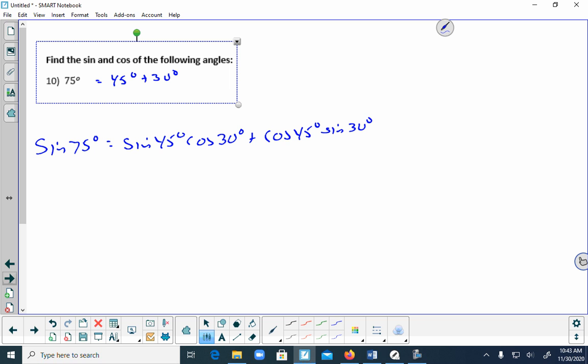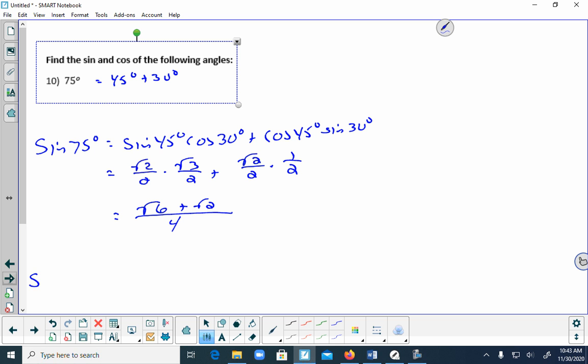That's just using the sum and difference formulas. Now the sine of 45 degrees is the square root of 2 over 2. The cosine of 30 degrees is the square root of 3 over 2. Plus the cosine of 45 is the square root of 2 over 2. The sine of 30 degrees is 1/2. When I do this, I end up with the square root of 6 plus the square root of 2. Those are my numerators. And then 2 times 2 is 4. So this is all over 4. So that's the sine of 75 degrees.